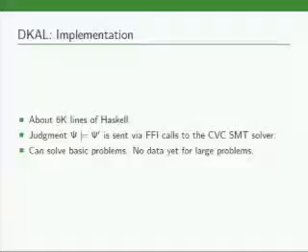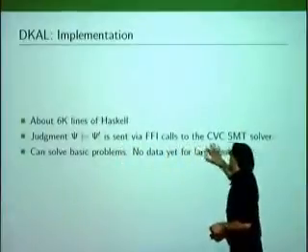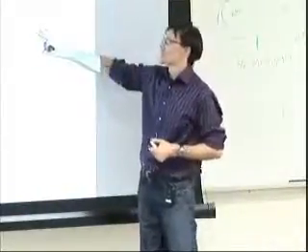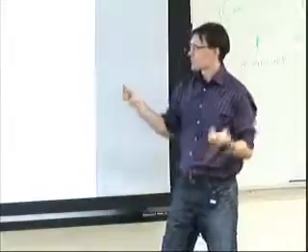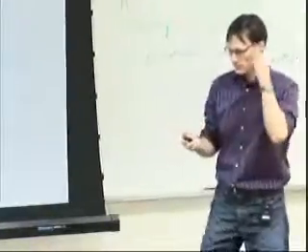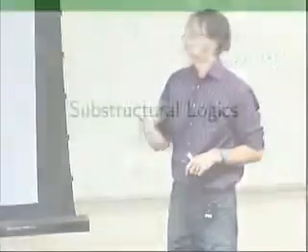Our implementation for DKAL: I made the implementation separately for DKAL because I was interested in trying out Haskell. It's about 6,000 lines. The judgment here for the constraints is sent to CBC using foreign function interface calls. And probably using Z3 might be better. I'm not sure. Right now we can solve basic problems. I'm hoping that maybe there's some data with bigger problems, because it's hard to make any kind of assessment if you're only solving really simple problems. But Haskell's fun if you haven't used it.